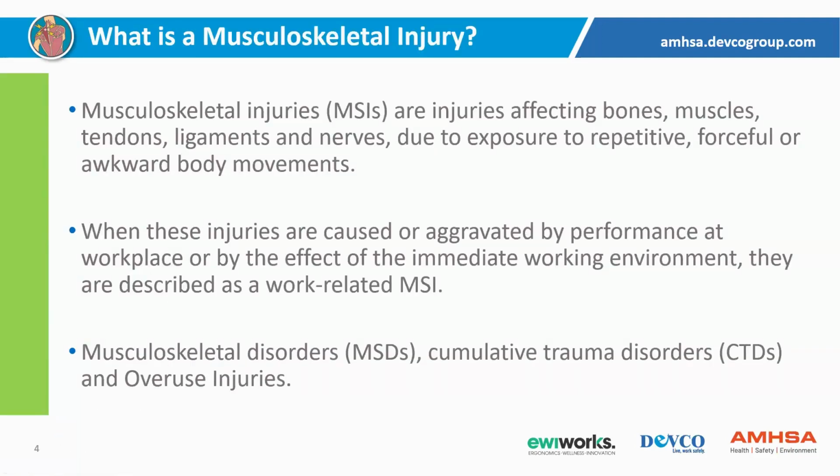So musculoskeletal injuries, for those of you that don't know, are injuries affecting the bones, muscles, tendons, ligaments, and nerves, and they're typically due to exposure to repetitive, forceful, or awkward body movements. So these are generally the ones that I'm interested in as an ergonomist: wear and tear injuries, right? Injuries that occur over time.